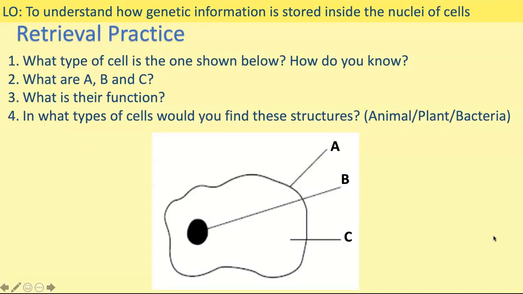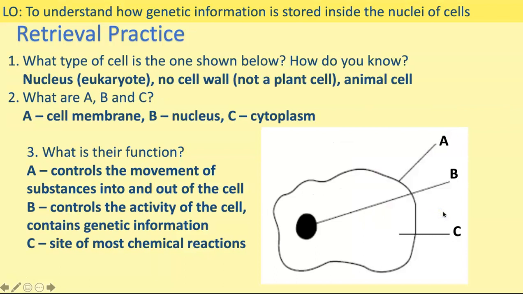Once you've written down the LO for today, have a go at these retrieval practice questions. Here we're looking at content covered in animal cells, plant cells, and prokaryotes and eukaryotes. Okay, once you've finished, get ready to mark your answers. Make sure you've got a different coloured pen.